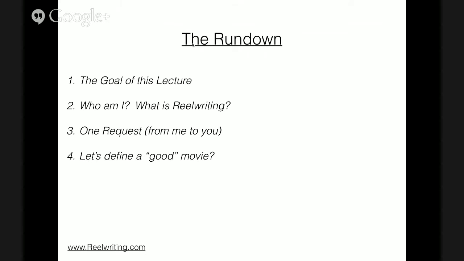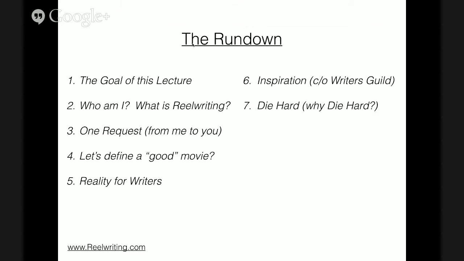One request I have from me to you, which we'll get to, I'll keep you in suspense till then. We're going to define what is a good movie, because people are talking about movies left and right. There's independent films, there are the Oscars this week, but not everyone agrees what a good movie is. So we're going to try to come up with a definition that works for everybody so that we can then move forward with how to make a good movie. Five, this is going to be a little harsh, but this is the reality for writers. We're going to have a couple of points of fact about that.